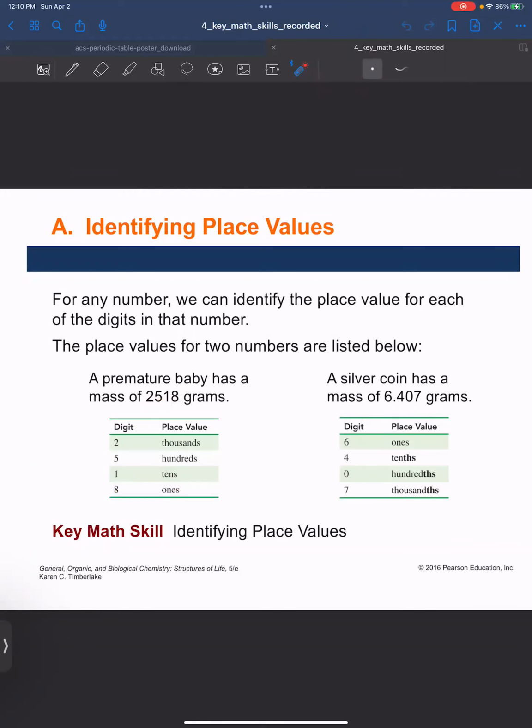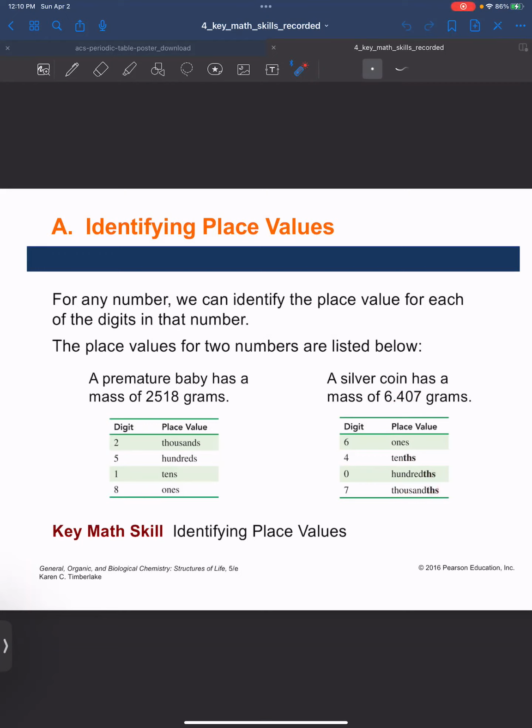So this is 2,518 grams. In this example here, a silver coin has a mass of 6.407 grams. So once again, the 6 is the ones place, just like we saw here for 8. That's the ones place, the place before the decimal point, if there's a decimal point. And then the place after the decimal point is called the tenths place. The 0 is called the hundredths place. And the 7 is the thousandths place.